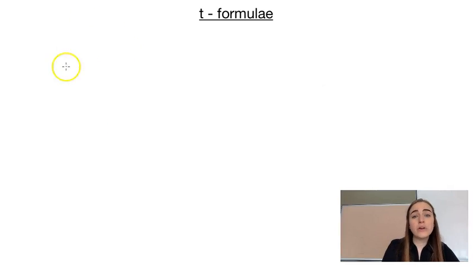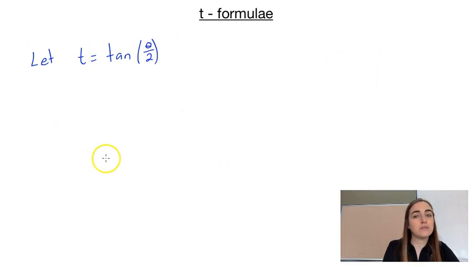So the first thing we're going to do to derive these formulas is we're going to write let t equal tan of theta on 2. So that's our half angle there. And we're just using t to make this a little bit shorter and neater. So now to derive our formulas, we're going to use our double angle results. So we'll start with tan.